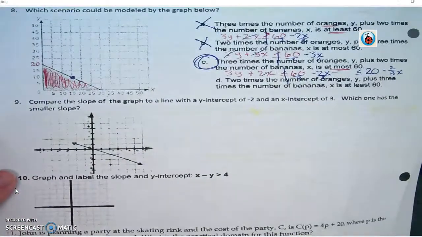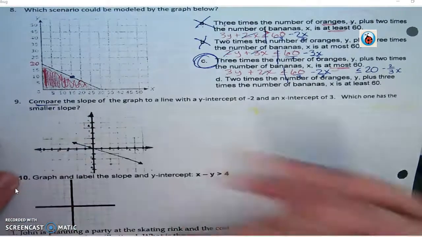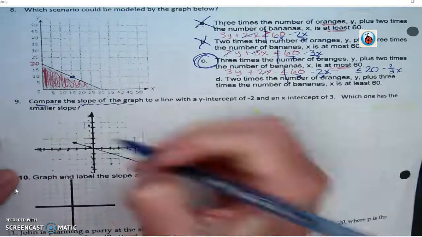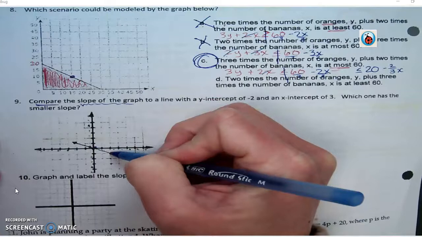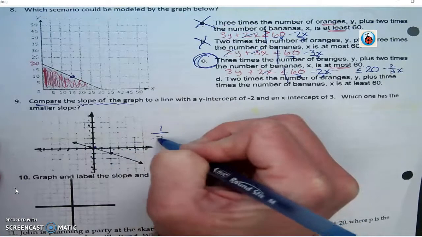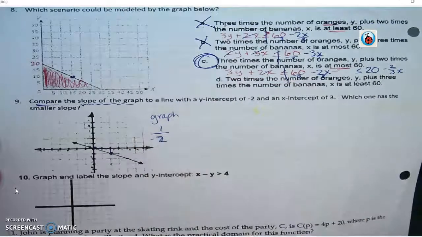Number 9, compare the slope of the graph to a line with a y-intercept of -2 and an x-intercept of 3. Which one has the smaller slope? So compare, that means you're going to have 2 different slopes. The first thing, let's look at the slope of the graph. You pick 2 points and you do rise over run. It goes up 1 over 2, but it went to the left 2, so that's negative. So the slope of the graph is 1 over -2.